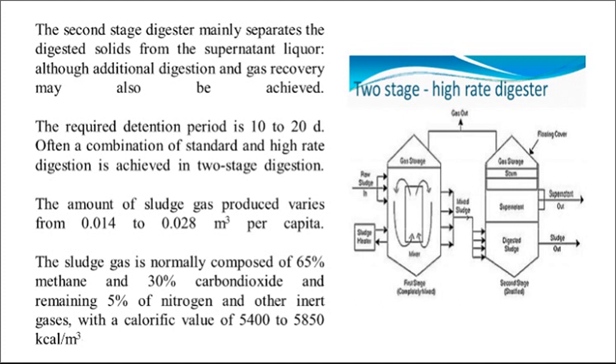The amount of sludge gas produced varies from 0.014 to 0.28 cubic meter per capita. The sludge gas is normally composed of 65% methane and 30% carbon dioxide, and the remaining 5% nitrogen and other inert gases, with a calorific value of 5400 to 5800 kilocalorie per cubic meter.